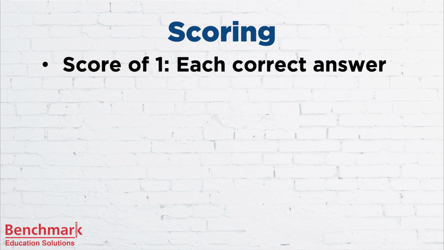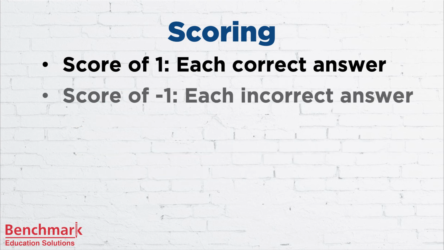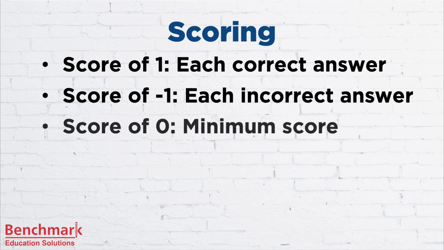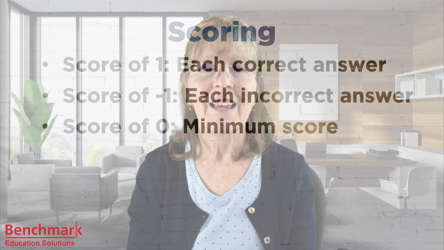A score of 1 is given for each correct answer, but a score of -1 is given for each incorrect answer. 0 is the minimum score. So let's imagine that our transcript contains 5 incorrect words. You highlight 4 of them correctly, but the 5th word you highlighted was actually correct. You would receive 4 points for the 4 words you highlighted correctly, but you would lose a point for the word you highlighted incorrectly. That would give you a total score of 3 out of 5 points for this question.